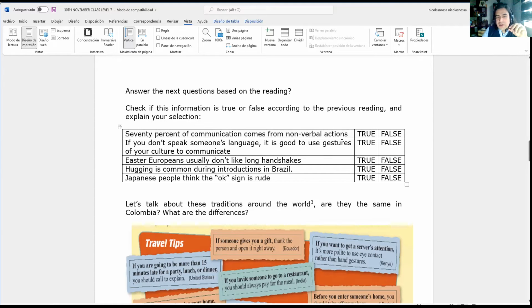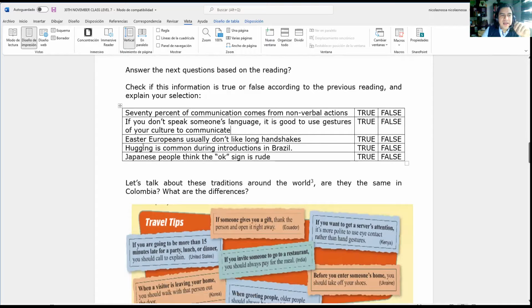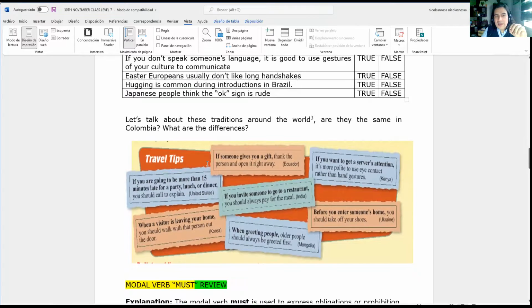70% of communication comes from nonverbal action, true or false, according to the reading. If you don't speak someone's language, it is good to use gestures of your culture to communicate, true or false, according to the reading. Eastern Europeans usually don't like long handshakes, true or false. Hugging is common during interactions in Brazil, true or false. Japanese people think the okay sign is rude, true or false. Okay? Check the sentence if the sentence is true.